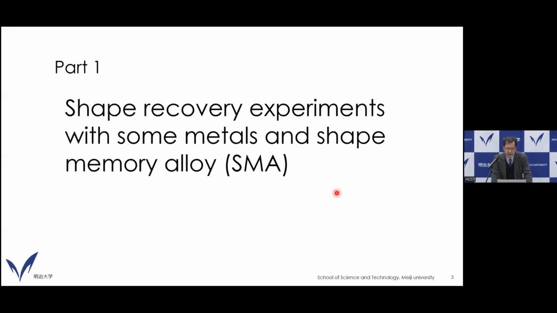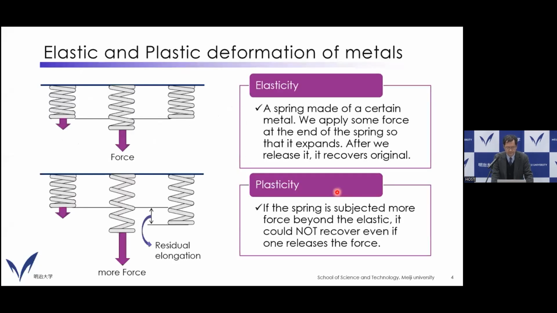Part 1. Shape recovery experiments with some metals and shape memory alloy. Please look at the spring. The spring might be made of a certain metal. We apply some force at the end of the spring. Then the spring extends like this. After we release the force, it recovers its original shape. We call this behavior elasticity.